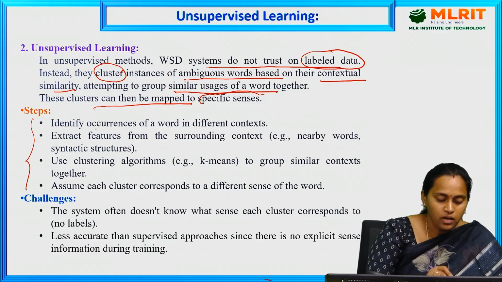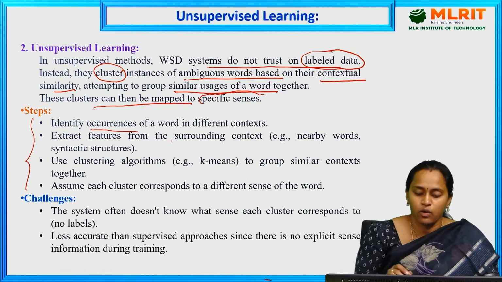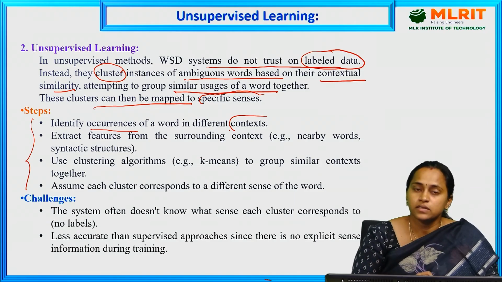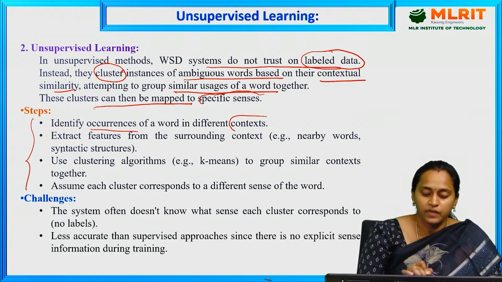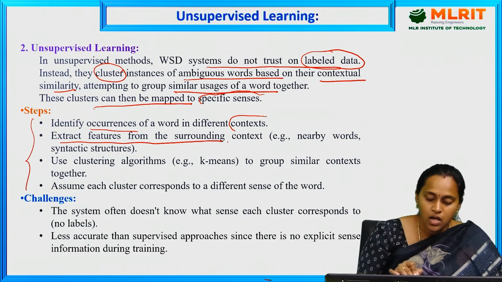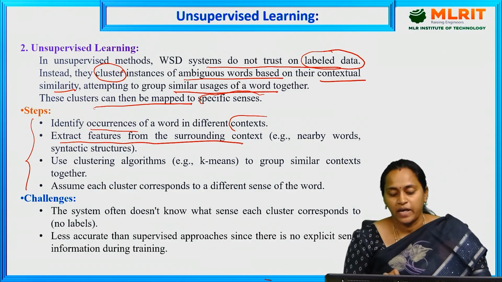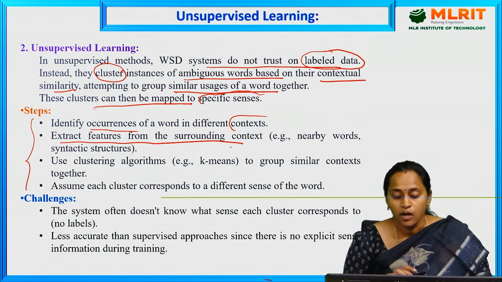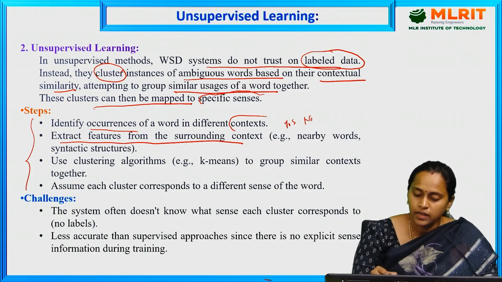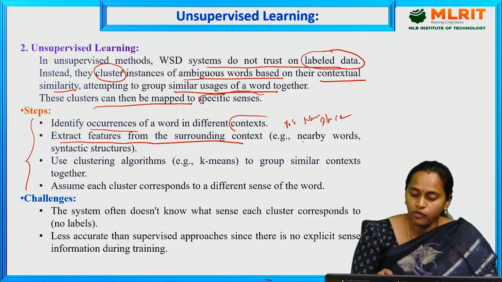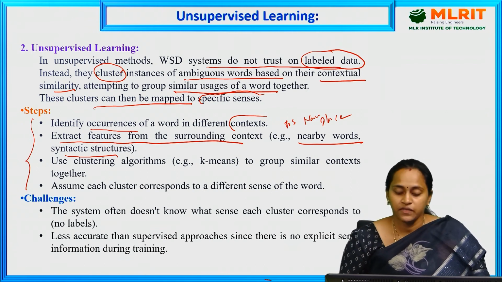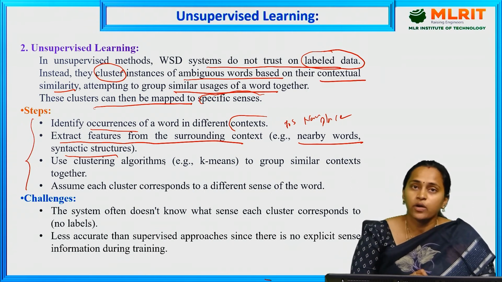First, identify the occurrences of the word in different contexts. That means how the word occurs in different types of context. Then, after identifying the context, extract the features from the surrounding context. That means we can find features like POS, place, name, and nearby words. So we can frame structured data from unstructured data by using the surrounding context.